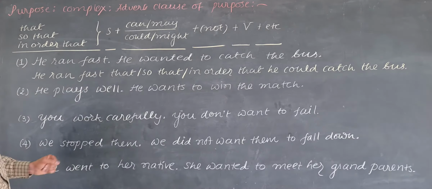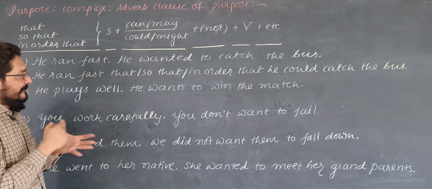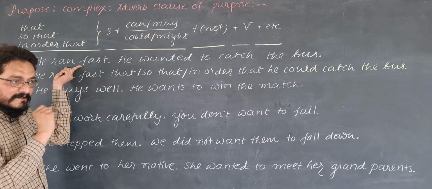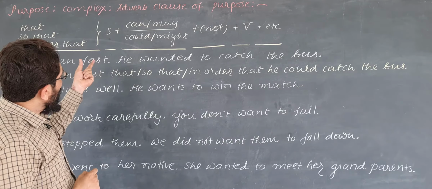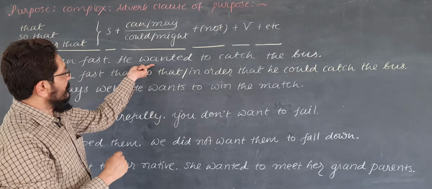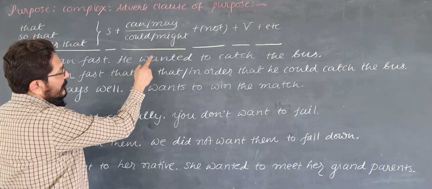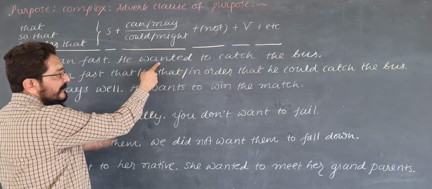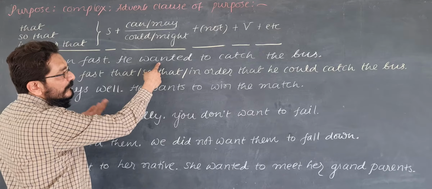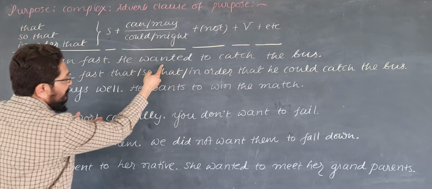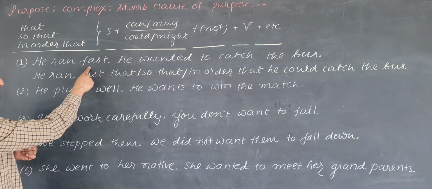See, let's check how two sentences are joined. He ran fast. This is the action. He wanted to catch the bus. This is purpose. Why did he run fast? Because he wanted to catch the bus. So this sentence shows the purpose of this action.